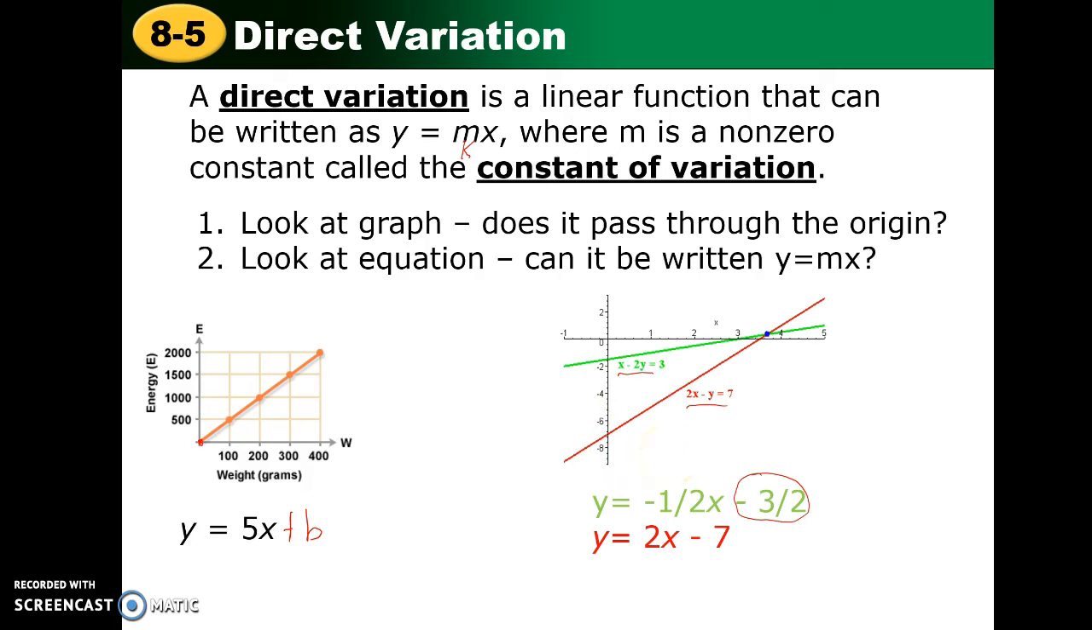Alright? So that's two ways to figure out if a function is direct variation. Look at the graph or look at the equation.